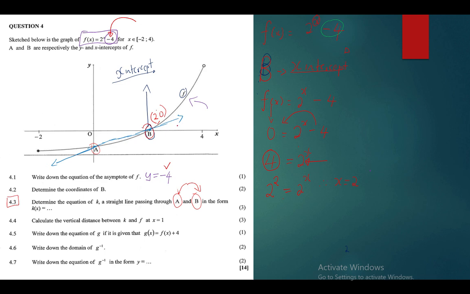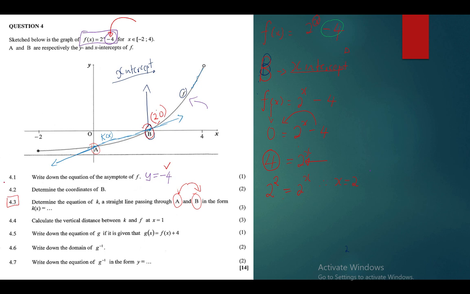Unfortunately, it's not really straight. I'm failing to create a very accurate straight line, but this is a straight line passing through A and B, and they are calling this straight line function K. Let's call it K of X. You remember this one, it's function F, but the straight line passing through A and B is called function K of X.